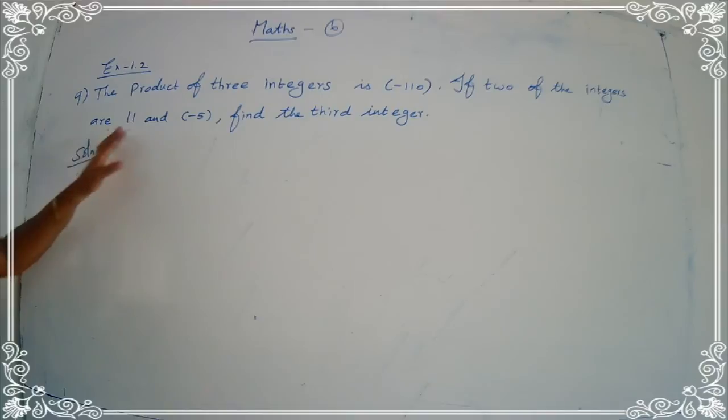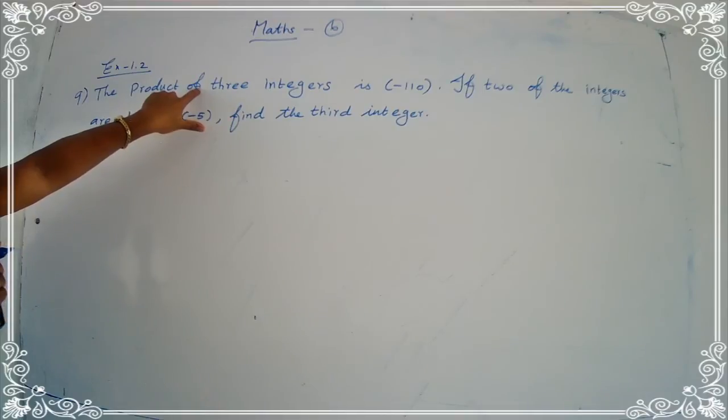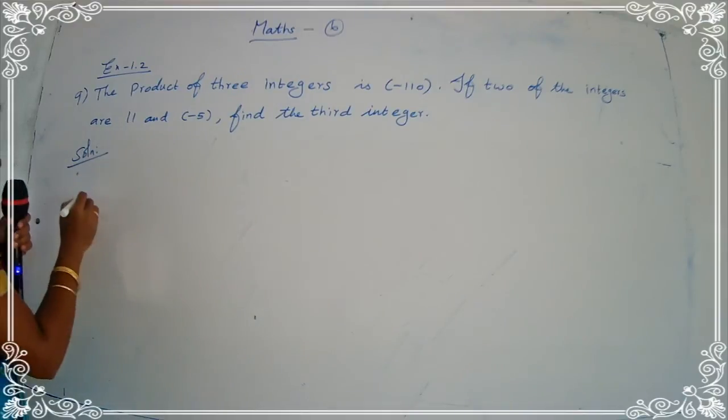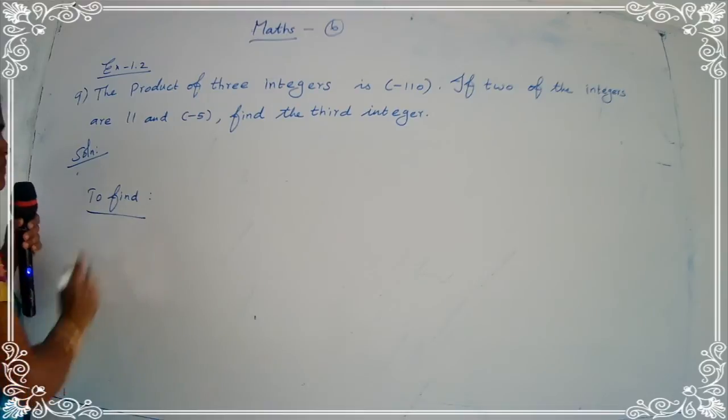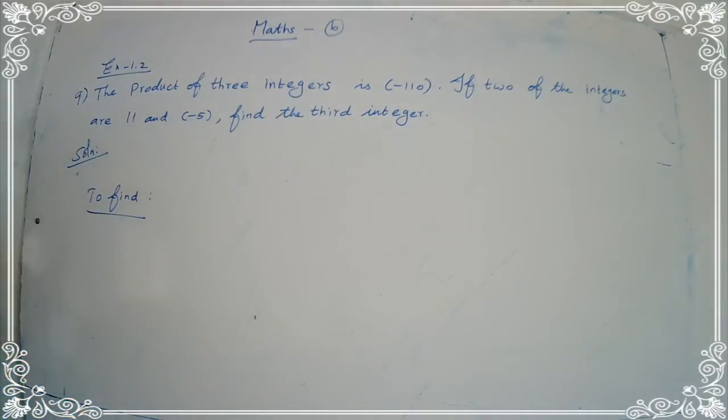So what can we do? Multiply these two, and the answer is minus 110. Yes children, yes. Then if we divide by the multiplication of these two, will you get the answer? Yes or no? Yes. So therefore to find, say that product of three integers is minus 110. If we multiply three numbers we get the answer minus 110. If we multiply these two numbers, what comes? 11 into minus 5, our answer is minus 55. So minus 110 divided by minus 55, the third integer comes. Yes or no?